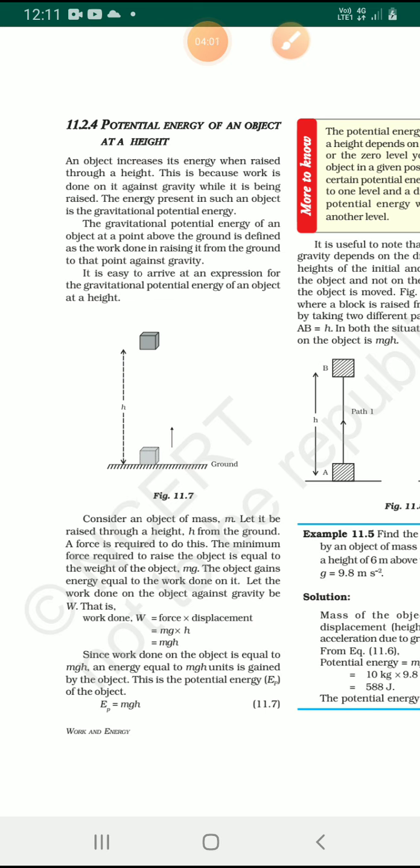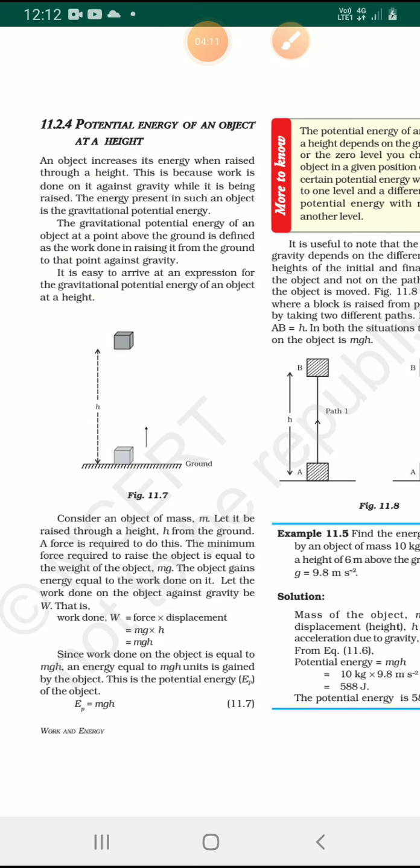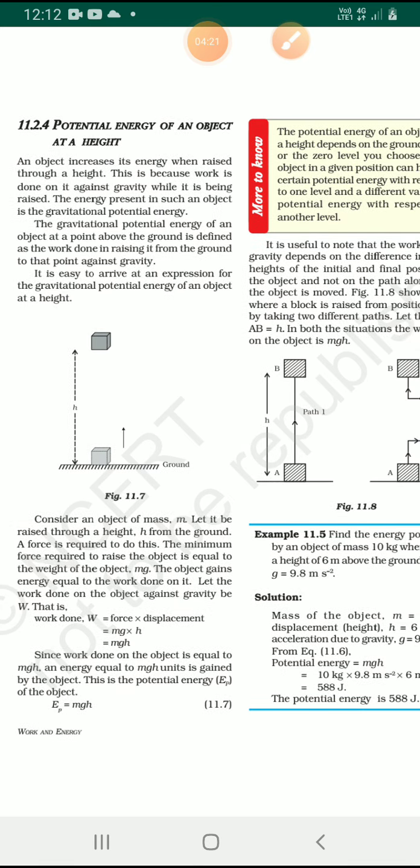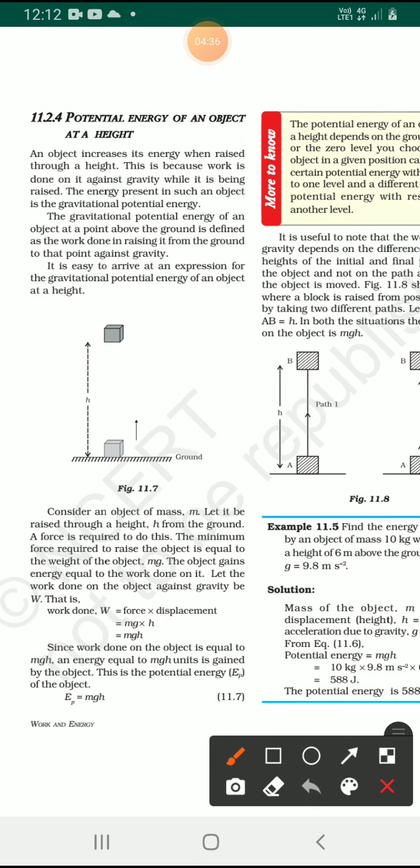Got it? So before discussing that, I'll tell you one small example, children. You might have observed that if you lift a stone from the ground, it is easy to lift the stone till your knees, and if you want to lift it more, till your head, it is very difficult. For example, the weightlifters, you might have observed that. I'll show it through the picture.